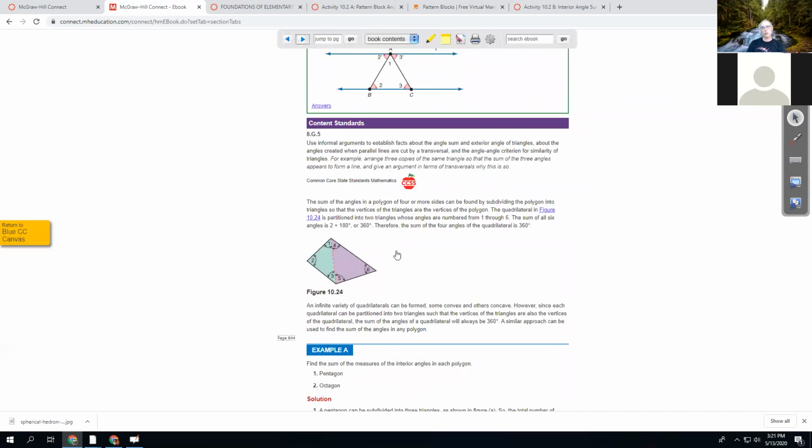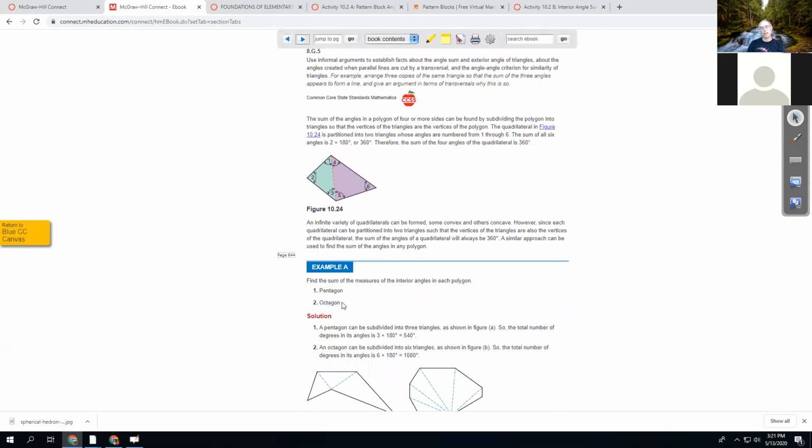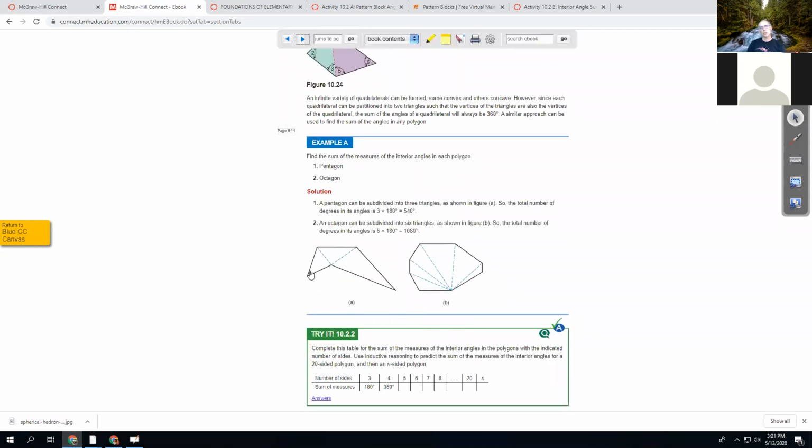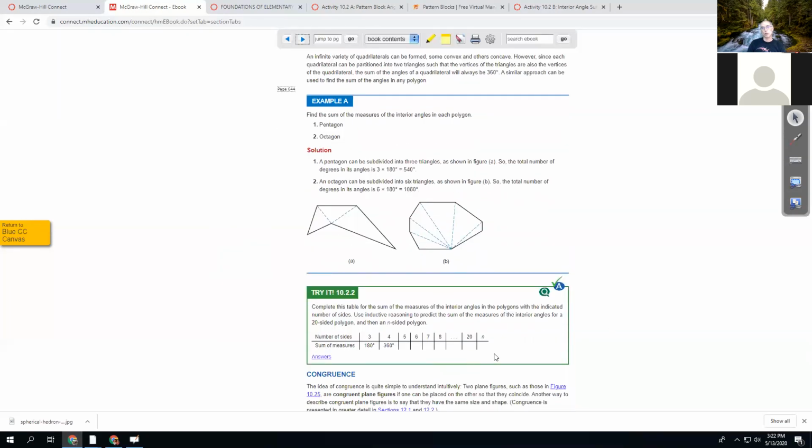Okay, so they show the quadrilateral, and then they talk about a pentagon and an octagon, and they give a solution here for a concave pentagon and a convex octagon. And notice they're not regular. And so there's nothing special about being regular except they have the same number of the same congruent edges and the same congruent angles. And so they're trying to come up with a formula here.